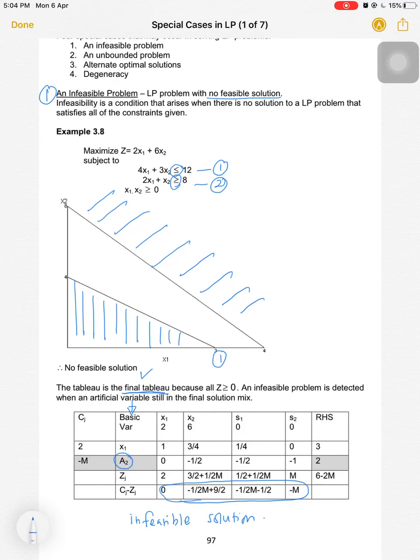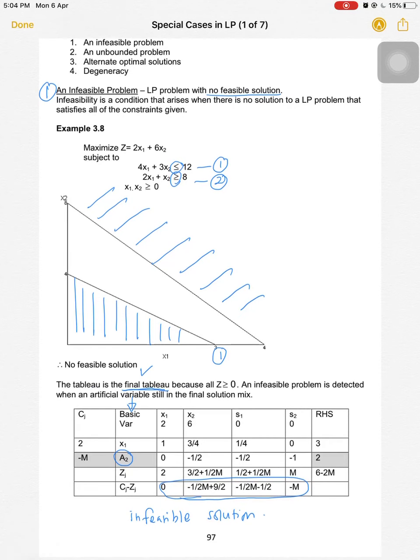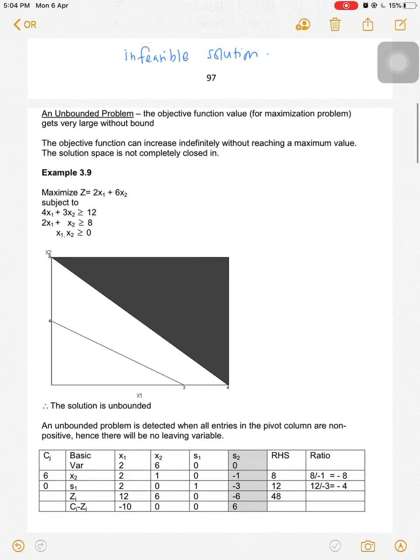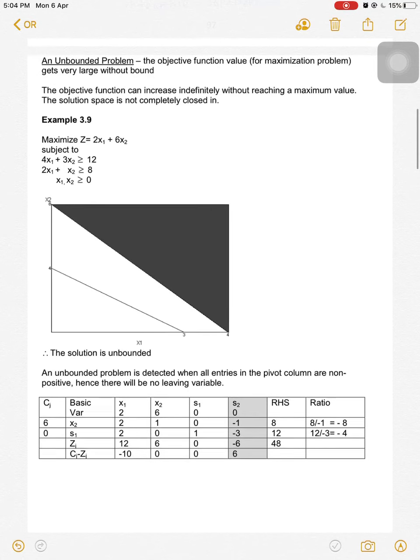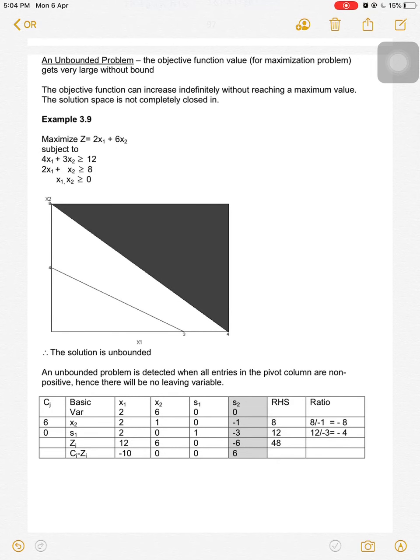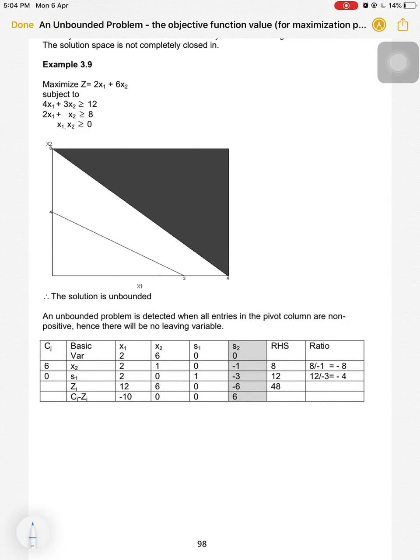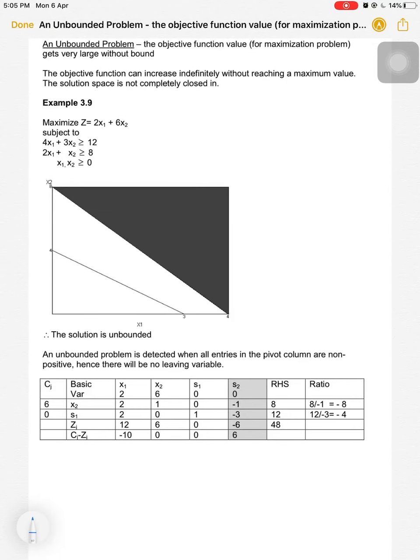Okay, then go to number 2, case number 2. Unbounded problem. So the objective function value for maximization problem gets very large without bound. That means unbounded problem only exists for maximization problem.